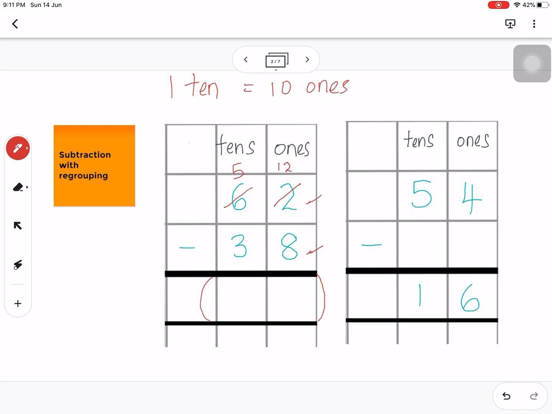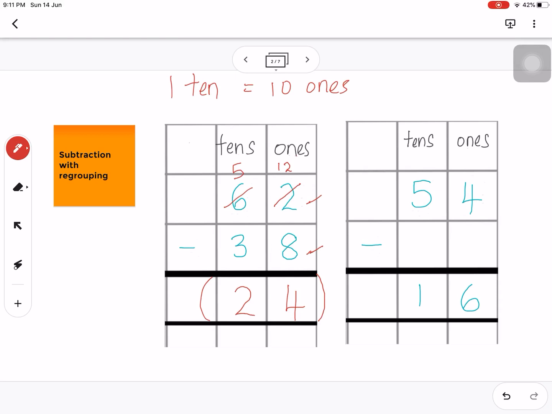So now we use 12 minus 8. 12 take away 8, we count back 8 steps from 12. 12 come back will be 11, 10, 9, 8, 7, 6, 5, 4. The answer is 4. 12 minus 8 equals 4. And then we use 5 minus 3. 5 take away 3. Put 5 in your mind, take away 3 steps. Start counting back from 5: 5, 4, 3, 2. The answer is 2. So 62 minus 38 is equal to 24.